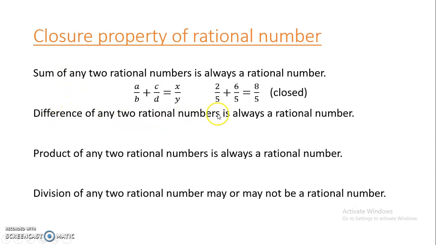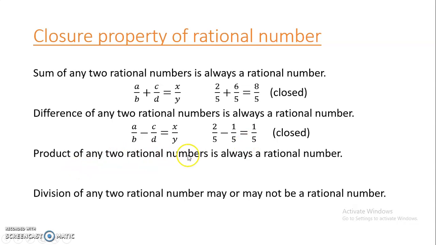Difference of any two rational numbers is always a rational number. So when we take the difference of the two rational numbers, we take the same example. So here a by b minus c by d, we are getting again x by y. So this x by y is again in the form of a rational number. So we can say the difference of any two rational numbers is always a rational number. For an example, 2 by 5 minus 1 by 5. So again the denominators are same. You can subtract the numerators, 2 minus 1. So you will get 1 by 5, which is again a rational number, or p by q.